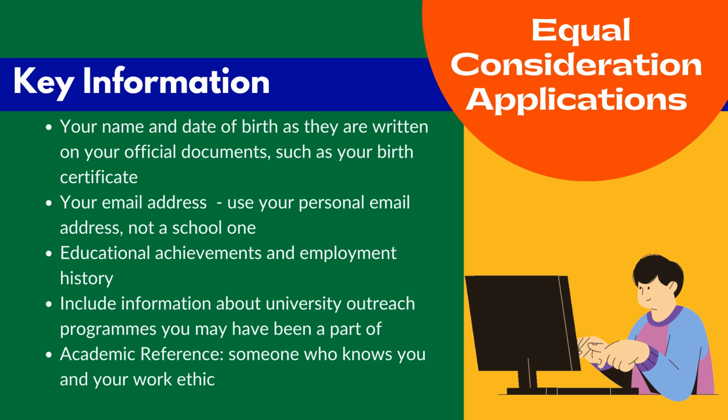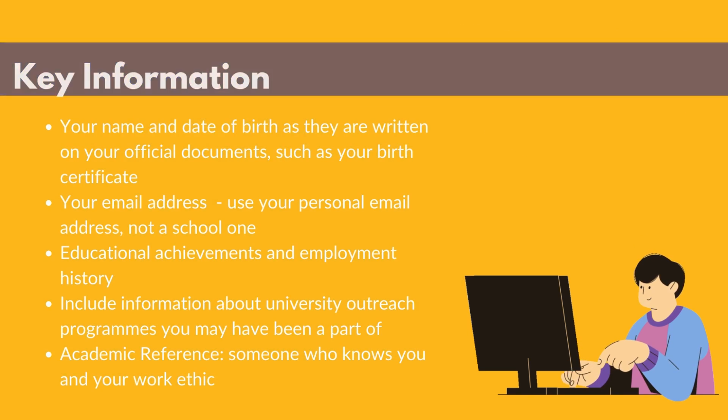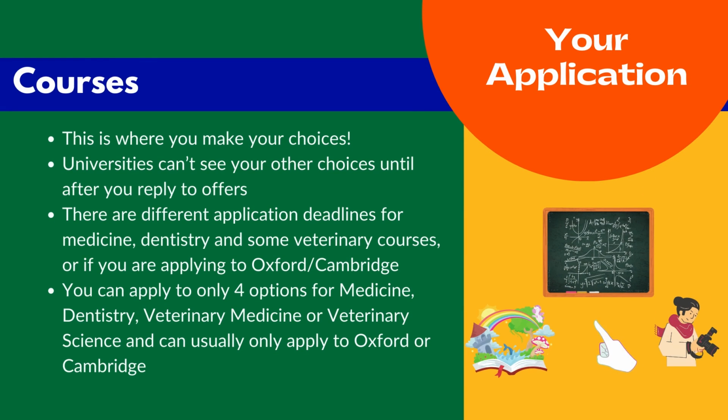You'll need to talk about your educational achievements and employment history. Include information about any university outreach programs that you may have been a part of. These can include summer schools and other events. You'll also need an academic reference, someone who knows you and your work ethic, so this would likely be a teacher or tutor. You'll also need to think about the courses that you want to apply for. University can't see other choices until after you apply to your offers.